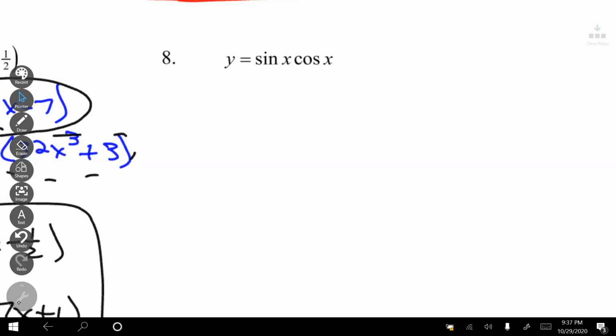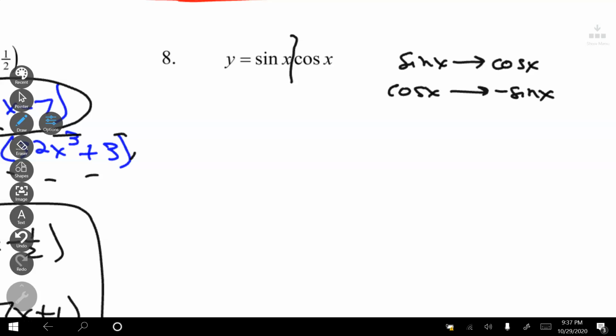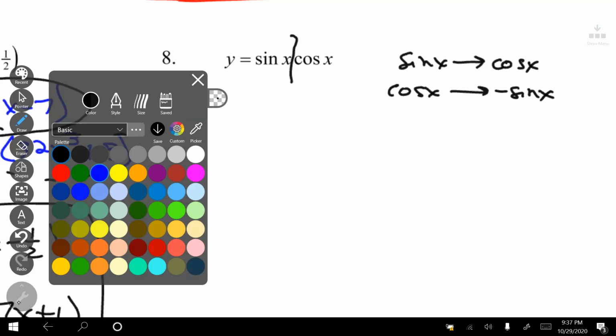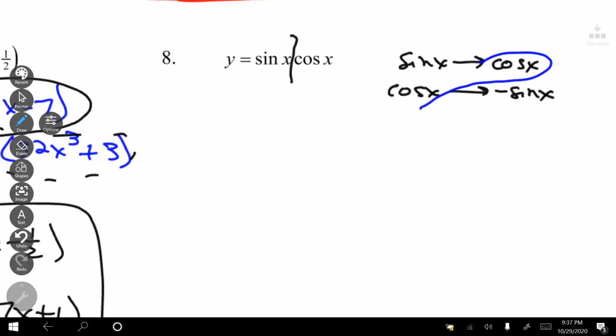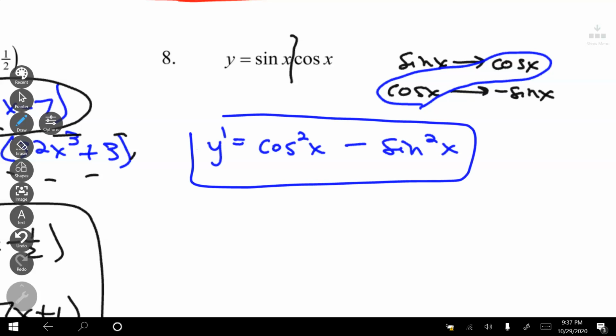And this last one, sine of x is cosine of x. Cosine of x is negative sine of x. And like I said, I like to do this guy first, from bottom left to upper right. Y prime equals cosine squared of x. And I see a minus sign, sine squared of x. And there you go. That's what I get.